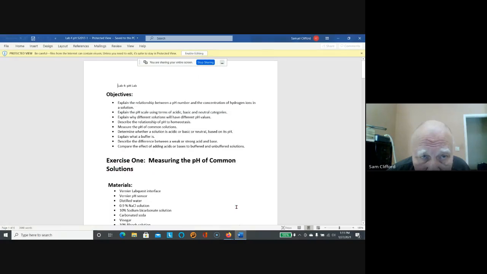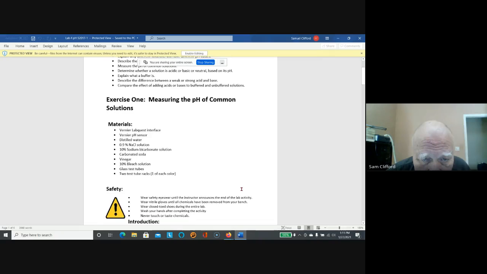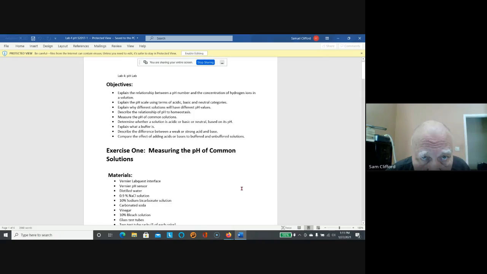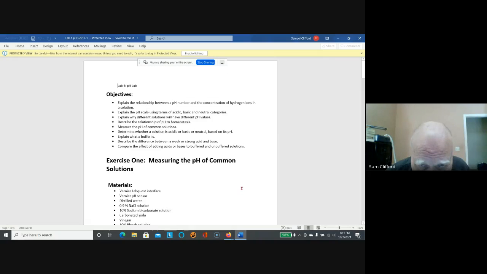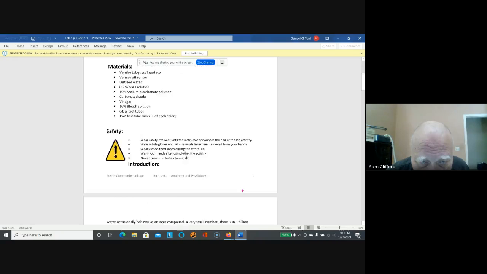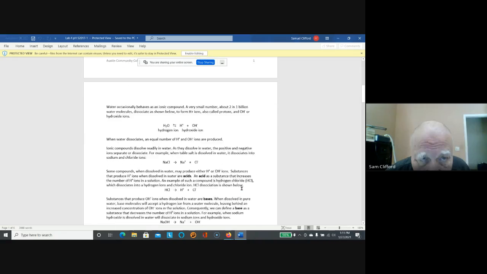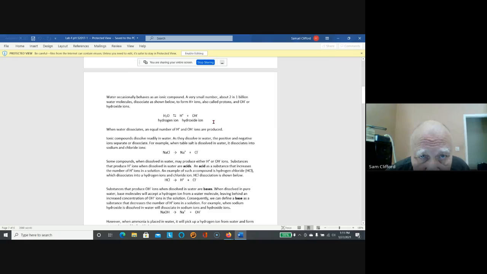Okay, so pH. This is the lab. All of these are directions when we met for lab. So what you should read is all this material right here, starting here. So water dissociates means it breaks down into a hydrogen ion and a hydroxide ion. That's equal number of hydrogen to hydroxide.